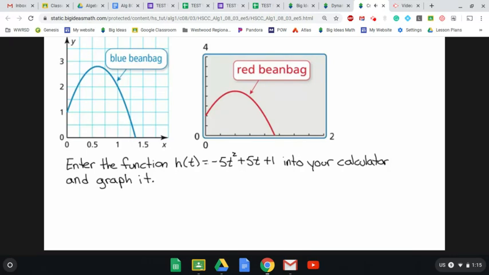Notice that the blue beanbag reaches a maximum height between 2 1/2 and 3 meters. Notice that the red beanbag reaches a maximum height between 2 and 2 1/2 meters. So the blue beanbag went higher.